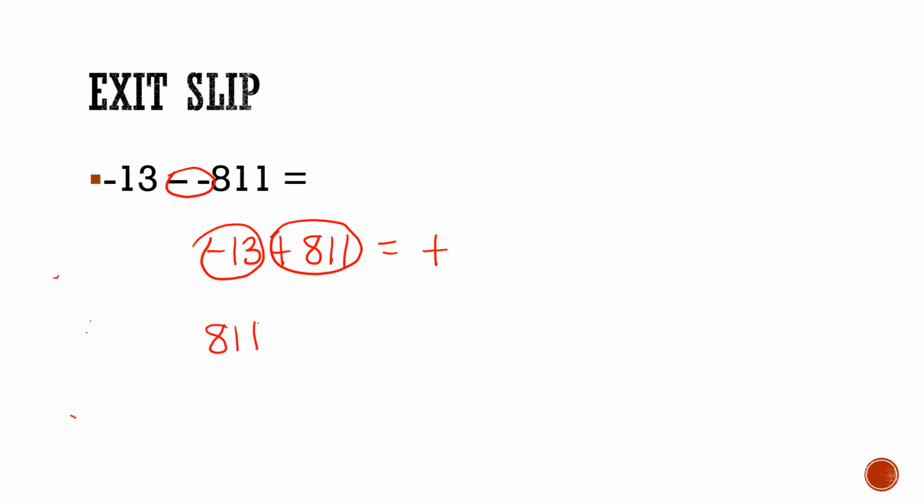So 811 minus 13, so you'd have to borrow. This would be 11. So 11 take away 3 is 8. You can't take 1 from 0, so the 8 would become a 7. The 0 would become a 10. 10 minus 1 is 9. We would bring down our 7. That would give us 798.